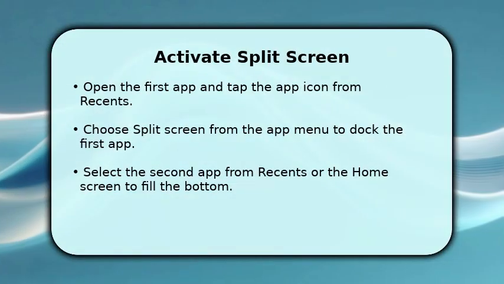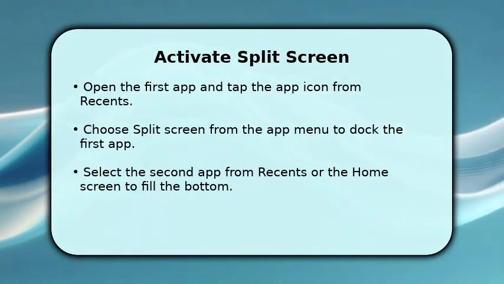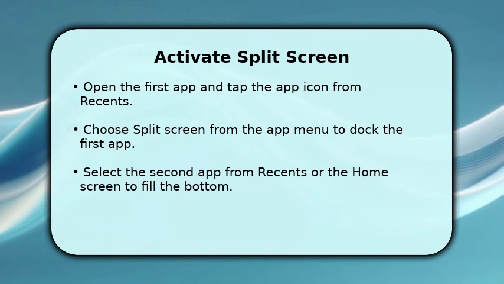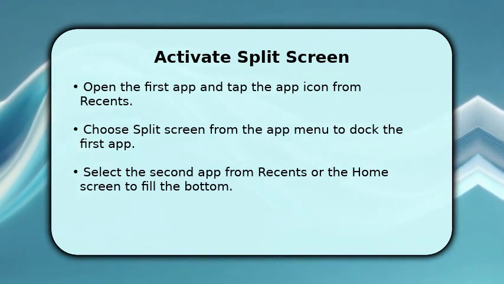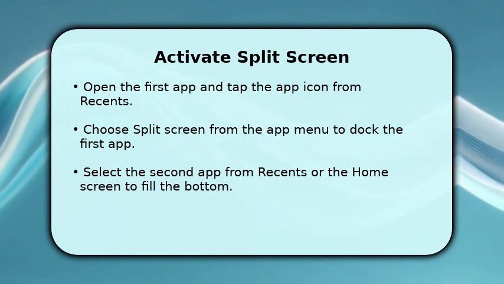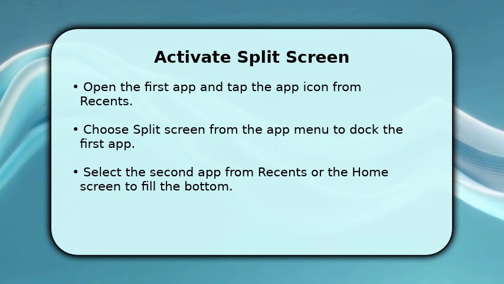Have both apps. Open the first app and tap the app icon from Recents. If you use gestures, swipe up and hold to open Recents. Choose Split Screen from the app menu to dock the first app. The top window will appear with a divider across the screen.